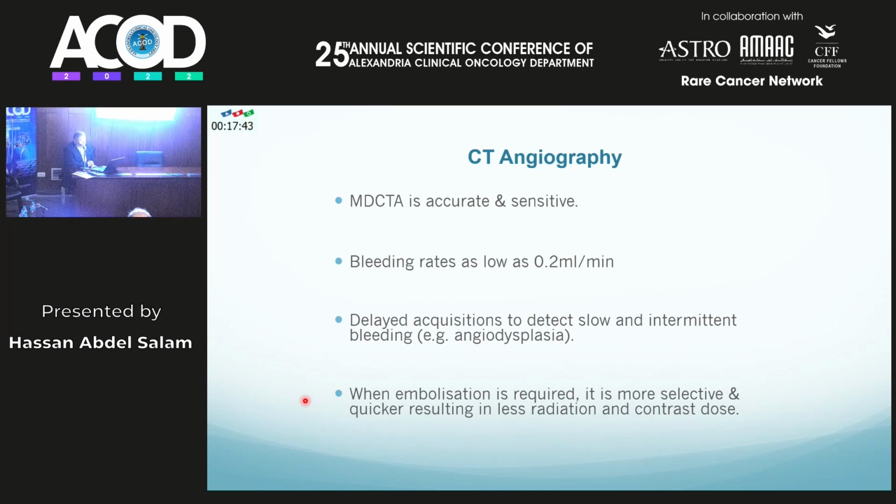Also, the delayed acquisitions are very beneficial to detect slow bleeders and intermittent bleeding, as in angiodysplasia. When embolization is required, it is more selective and quicker, with less radiation and contrast dose to the patient, because we know where we are going and which is the bleeding artery.